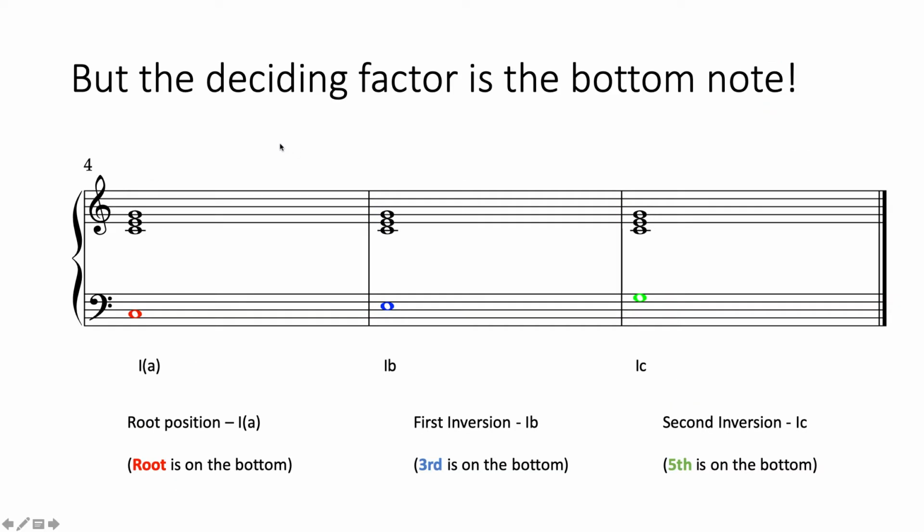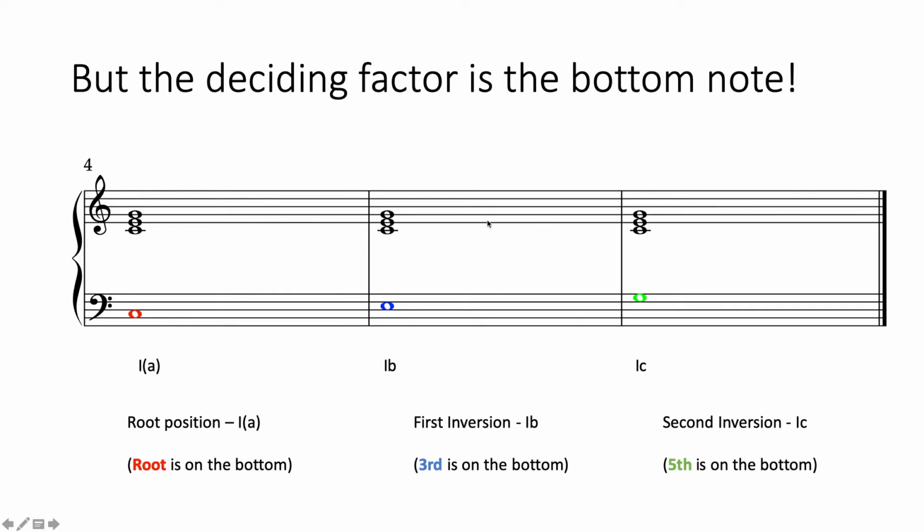The key thing to remember, though, is that the deciding factor is the bottom note. When we are labelling a chord and the inversion it's in, so either 1A, B, or C, it's really the bottom note that makes that decision for us. So here in this example, we've got three chords: 1A, 1B, and 1C.